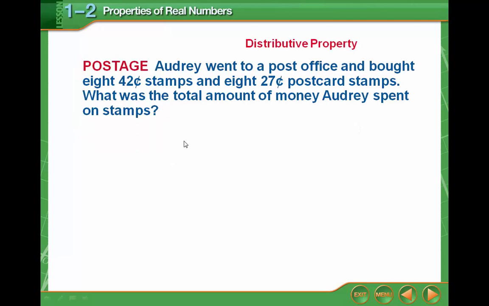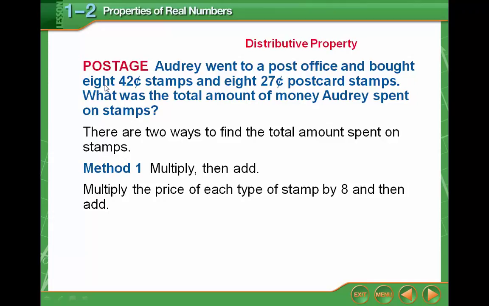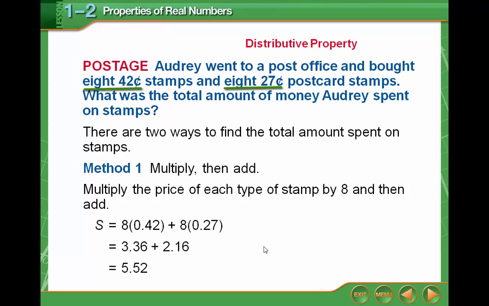The fourth thing I'm going to display is applying the distributive property in real-world examples. Audrey went to a post office and bought 8 42-cent stamps and 8 27-cent postcard stamps. What was the total amount of money Audrey spent on stamps? There are two ways to find it. You may multiply first, then add: 8 times 42 cents, plus 8 times 27 cents. So I'll get 3.36 plus 2.16, in total 5.52.